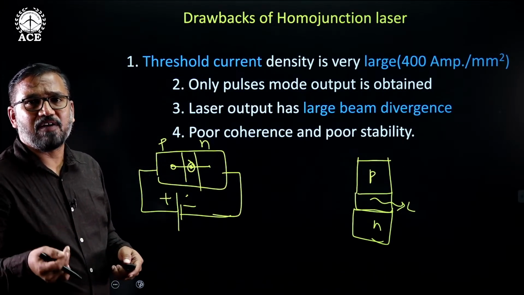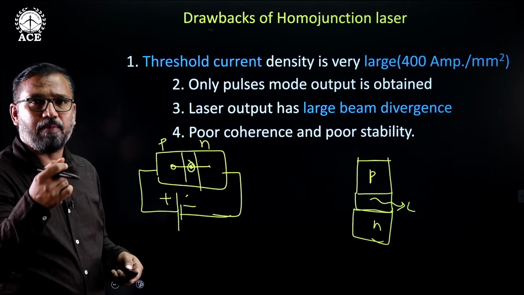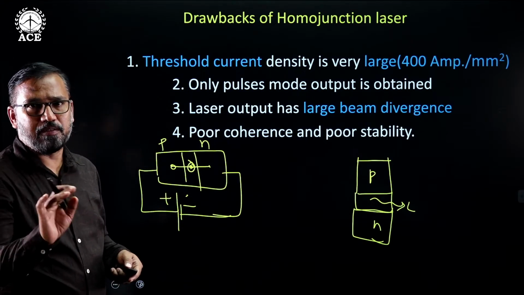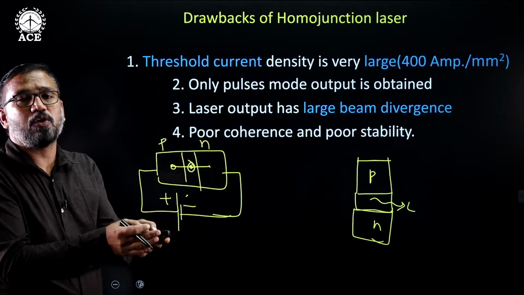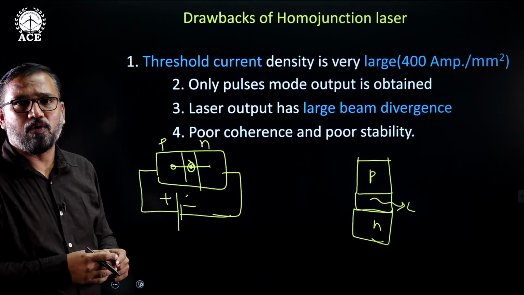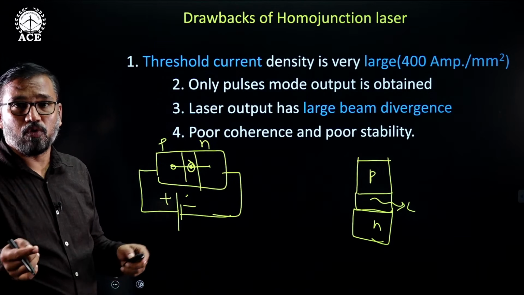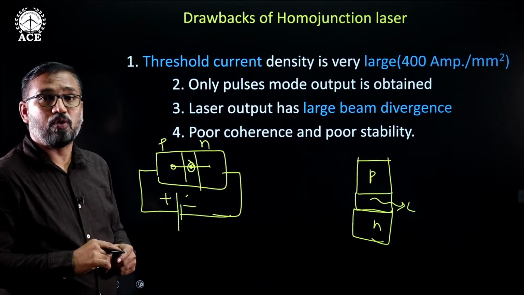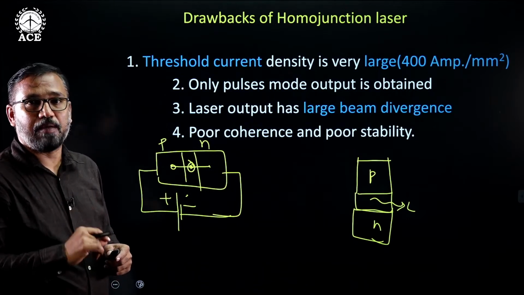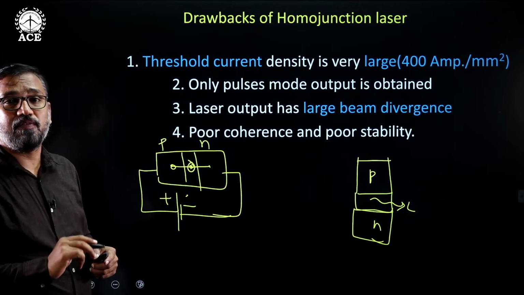When you go on increasing the forward voltage, there is a chance of damage to the diode. It means the diode will break down, it will burn, because of the high threshold current density we are using to get the recombination of electrons and holes for the lasing action. So we can't use the homojunction laser diode continuously for a longer time. You can use it for a limited amount of time only, because there is a chance of breakage of the diode.